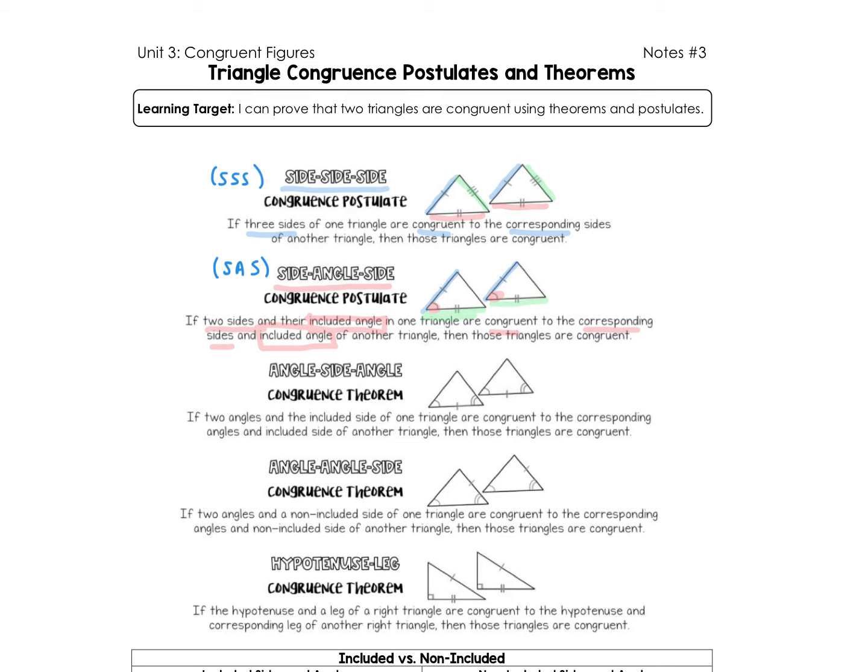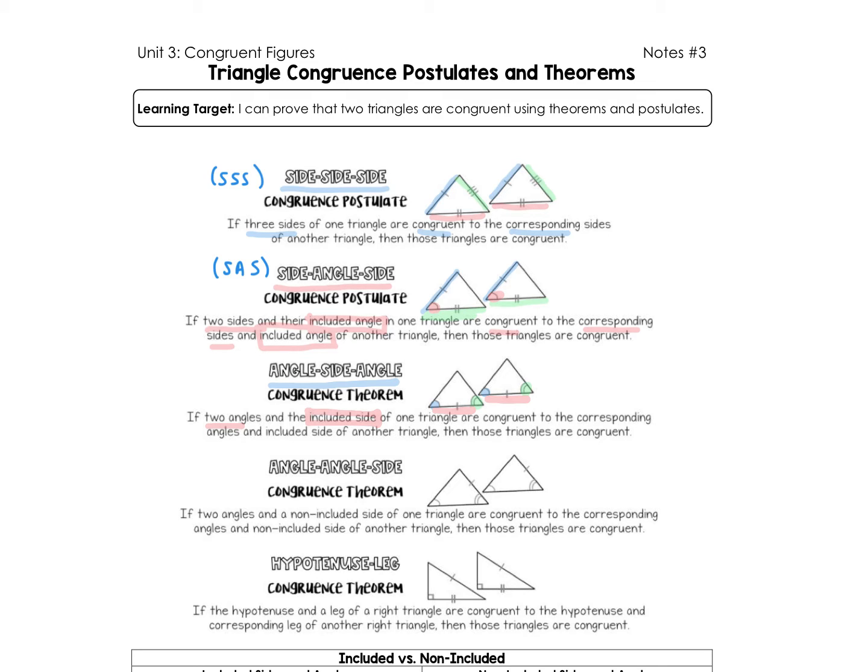All right, our next theorem involves things in a different order. In the next theorem, called the angle, side, angle theorem, we have a pair of angles, and then we have a second pair of angles. And then we have what's called the included side. So let's read through this theorem. If two angles and the included side of one triangle are congruent to the corresponding angles and included side of another triangle, then those triangles are congruent.